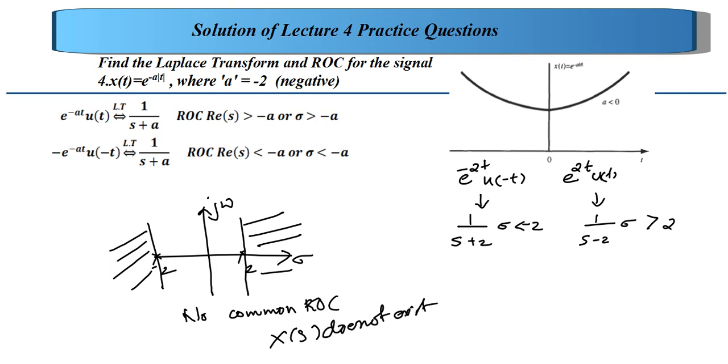But if a is positive, the case is different. If a is positive, we can find the Laplace transform, which we discussed in lecture 4. You can also watch lecture 4 for when a is positive.